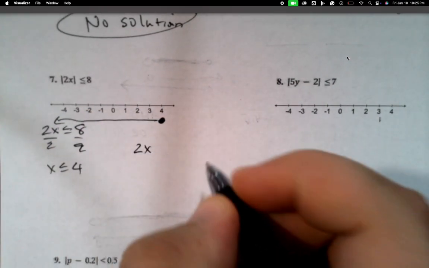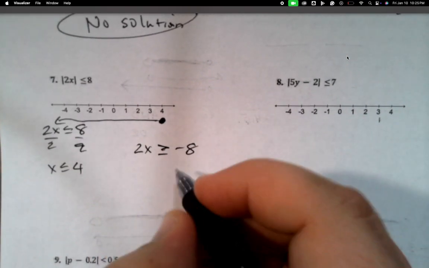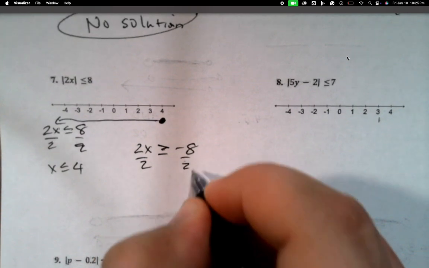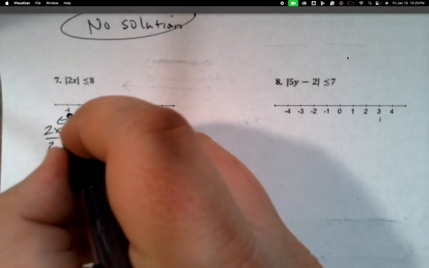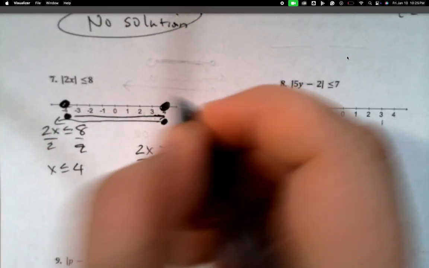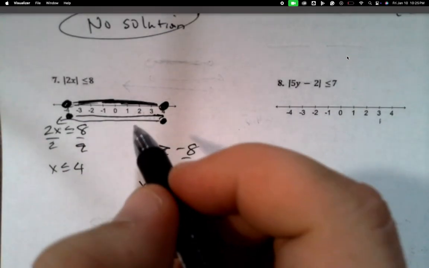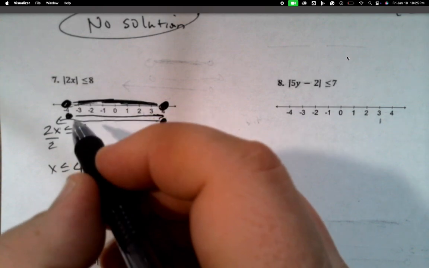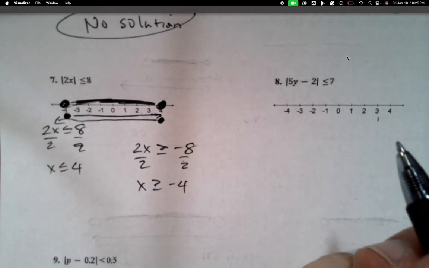Then I rewrite 2x, change it to greater than or equal to, and make it negative 8. Divide by 2, and I get x is greater than or equal to negative 4. So closed dot at negative 4, shaded to the right. So this one covers the entire line they gave us. And we shade everything in between. And we use closed dots because it's an or equals to on both sides. So it's closed dots for both negative 4 and positive 4.